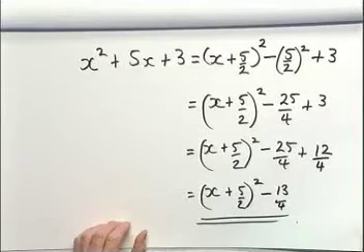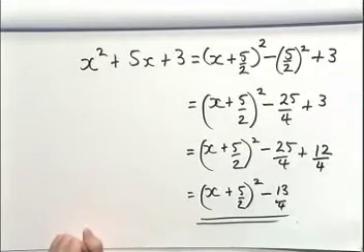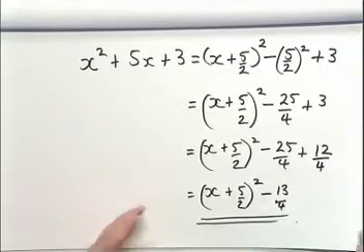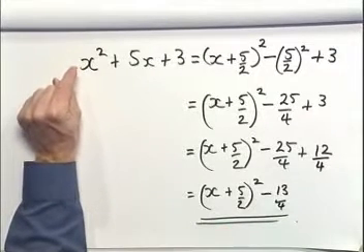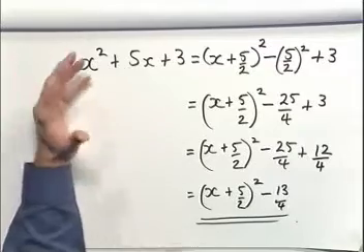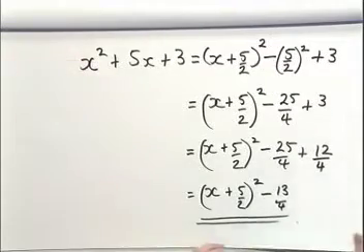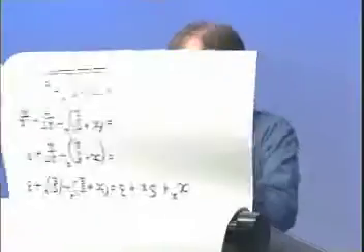This process now seems to be working quite well. But of course we haven't dealt with every kind of quadratic expression we could have, because so far we've only had a unit coefficient here in front of the x squared. We haven't had another number like 2 or 3 or whatever. So let's have a look at what we would do in that case.